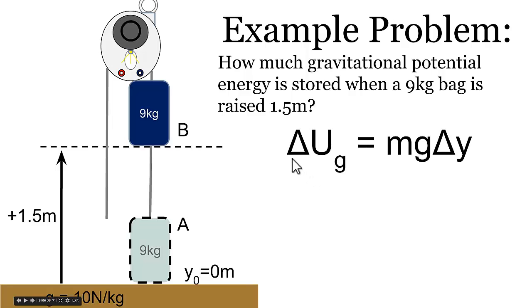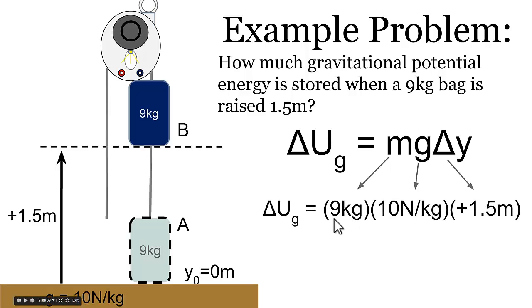Our general equation for the change in gravitational potential energy is the mass that's raised times the gravitational field strength of the Earth near the surface times the change in vertical position. So if we just plug in the values that we have, 9 kilograms of mass is being raised. The gravitational field strength of the Earth is 10 newtons for each kilogram, and it's been raised up 1.5 meters, and so the change in gravitational potential energy will be positive.